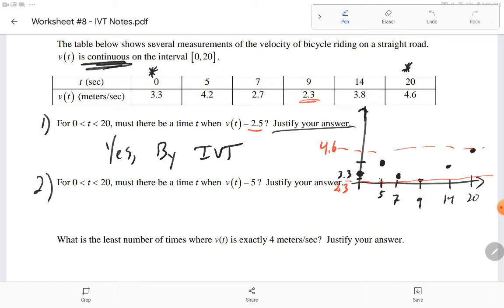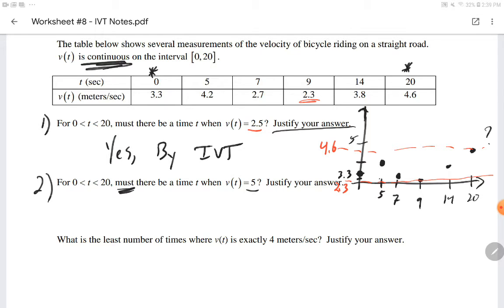Okay, let's look at number 2. Same scenario, same picture, same velocities, right? Must there be a time where the velocity is 5 from 0 to 20? Well, our highest velocity was 4.6, and since 5 is above that, let's say 5 is there, we don't know. We don't know if the velocities will hit after 20 or before 0, so we don't know that it hits 5. That's why the phrasing of the question says must, right? Like it could, but it also could not. We don't know. So we can say no, because the highest value that exists is 4.6 by IVT.